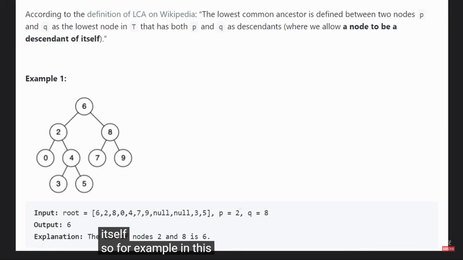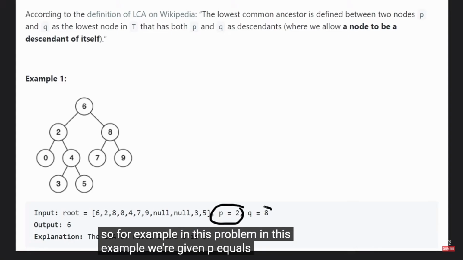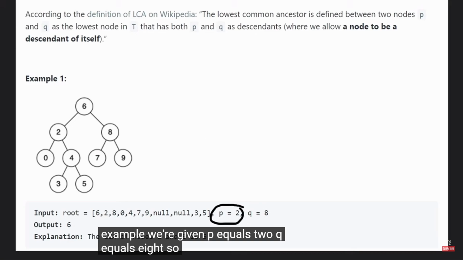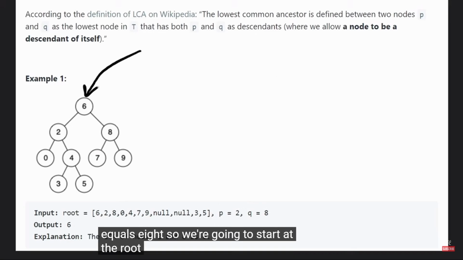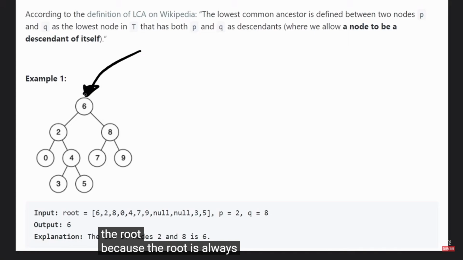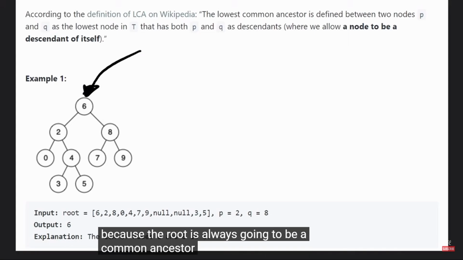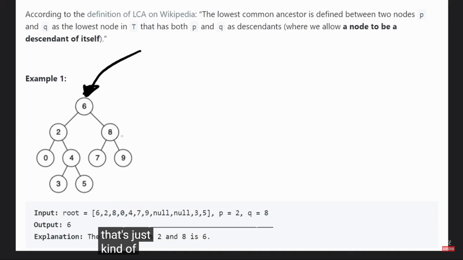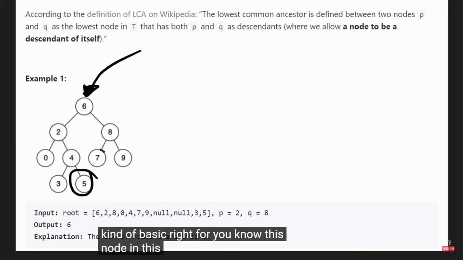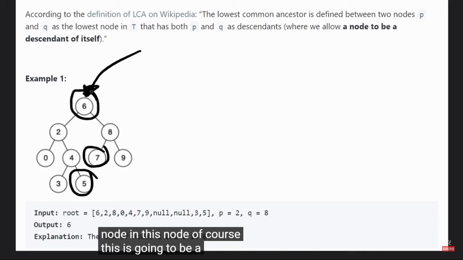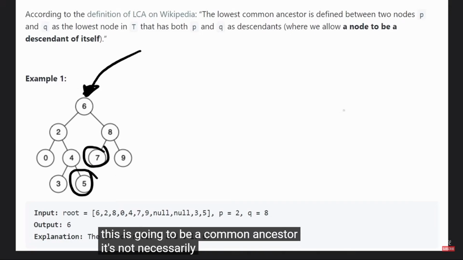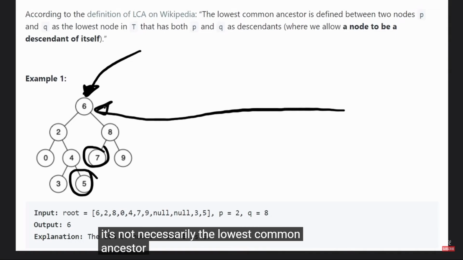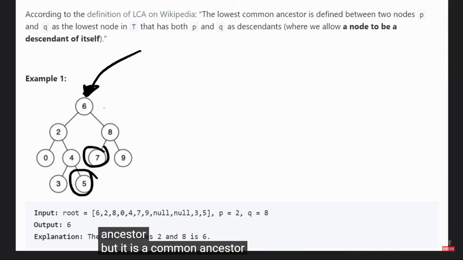So for example, in this example, we're given P equals 2, Q equals 8. We're going to start at the root because the root is always going to be a common ancestor of every single node in the tree, right? That's just kind of basic. For this node and this node, of course, this is going to be a common ancestor. It's not necessarily the lowest common ancestor, but it is a common ancestor.